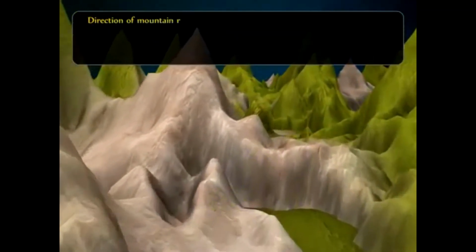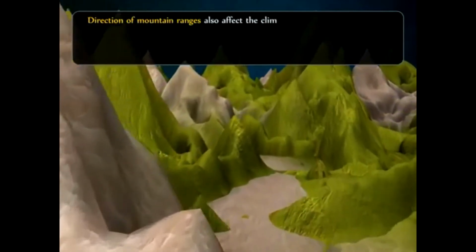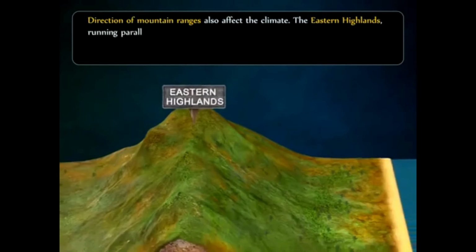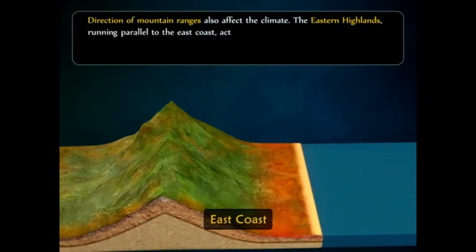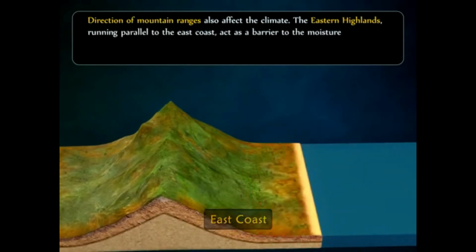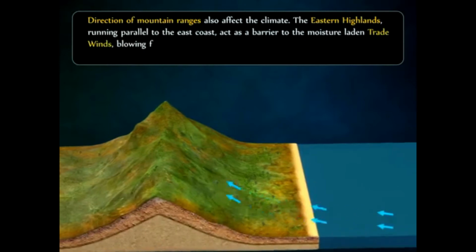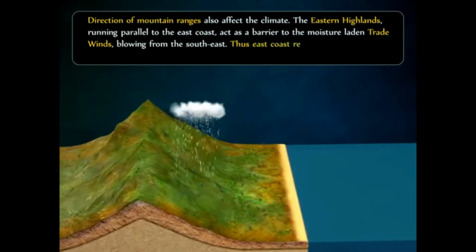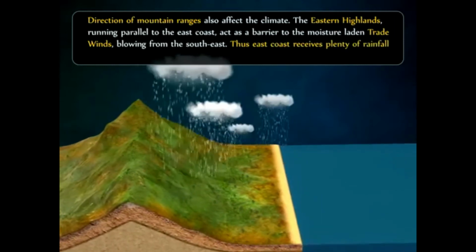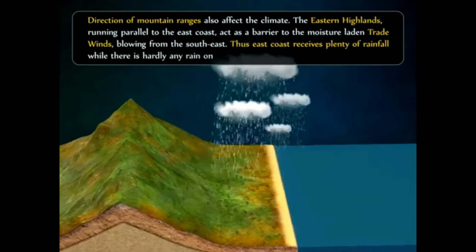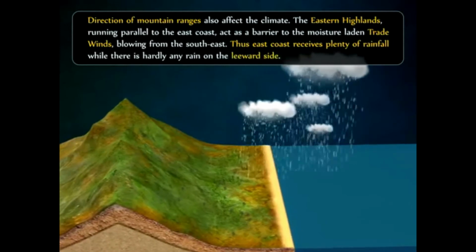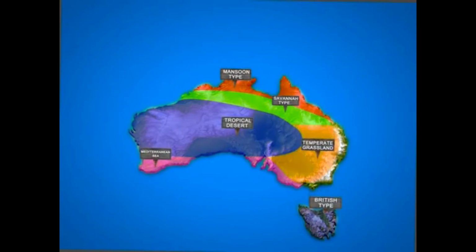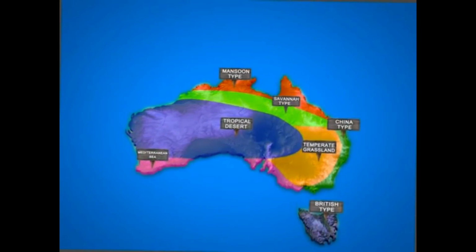Direction of mountain ranges also affects the climate. The eastern highlands, running parallel to the east coast, act as a barrier to the moisture-laden trade winds blowing from the southeast. Thus, the East Coast receives plenty of rainfall while there's hardly any rain on the leeward side. Australia has 7 types of climatic regions and their respective vegetations.